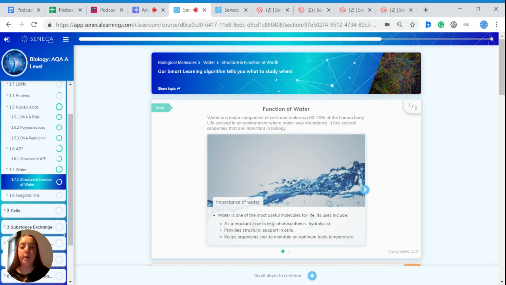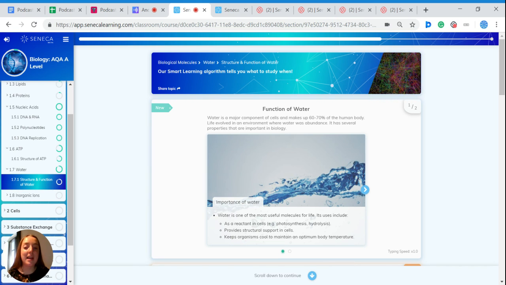Water is a major component of cells and makes up 60 to 70% of the human body, so that's a lot. And life evolved in an environment where water was abundant. It has several properties which are important in biology. So it's one of the most useful molecules for life.